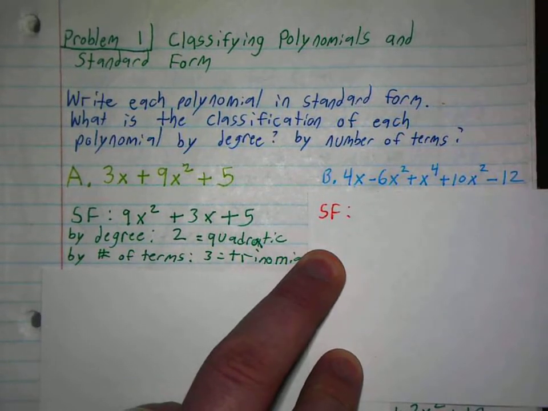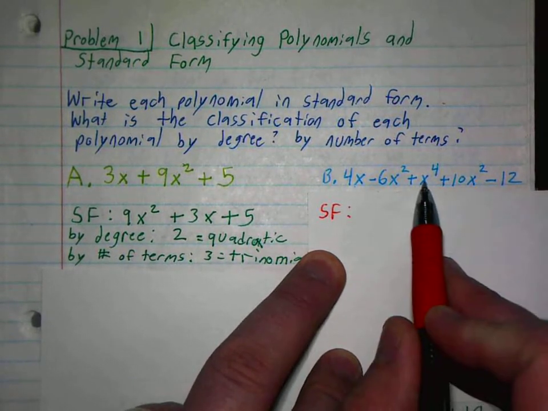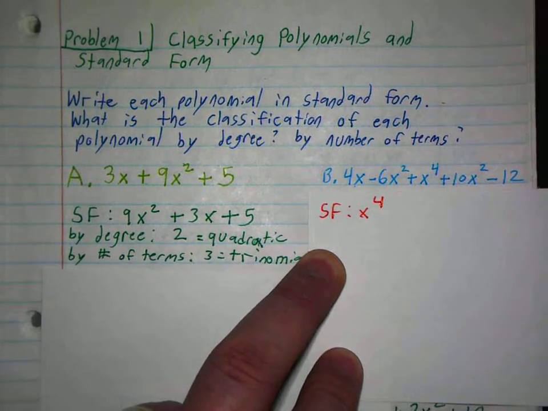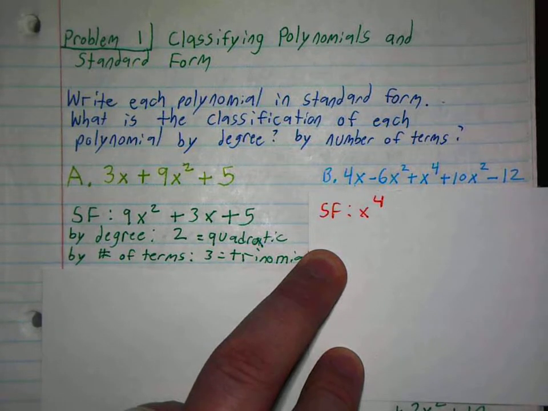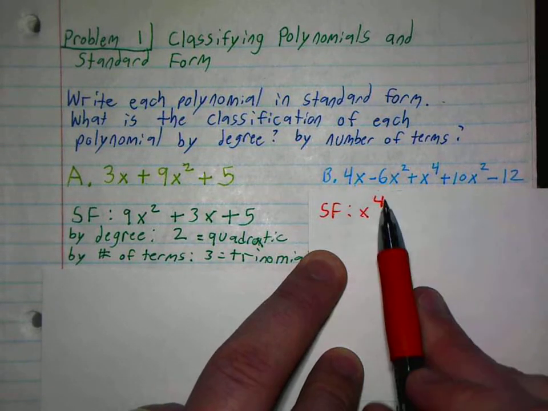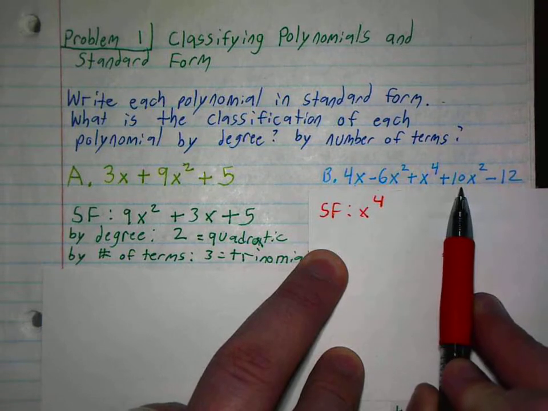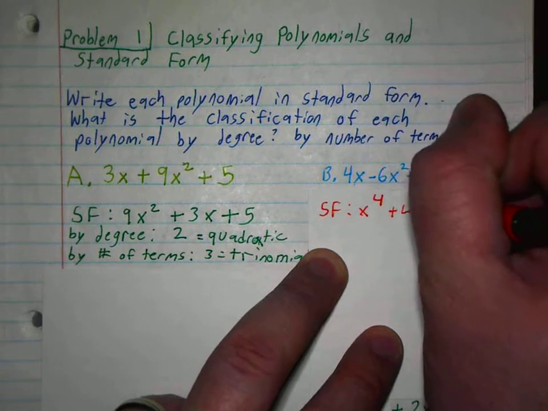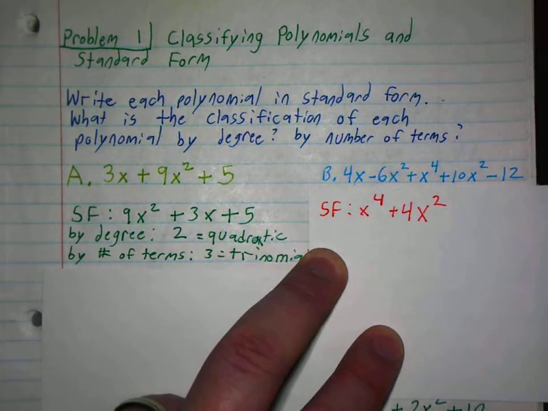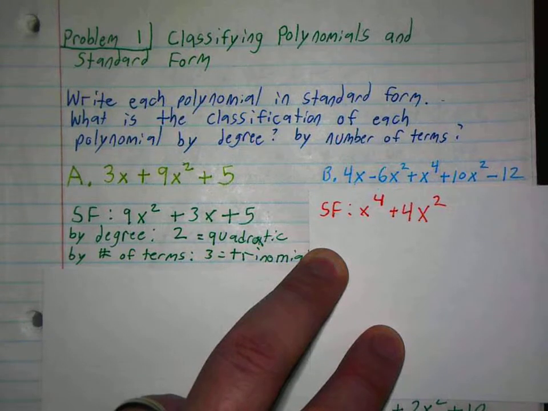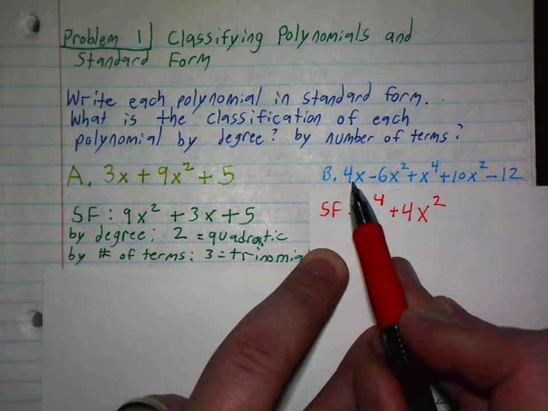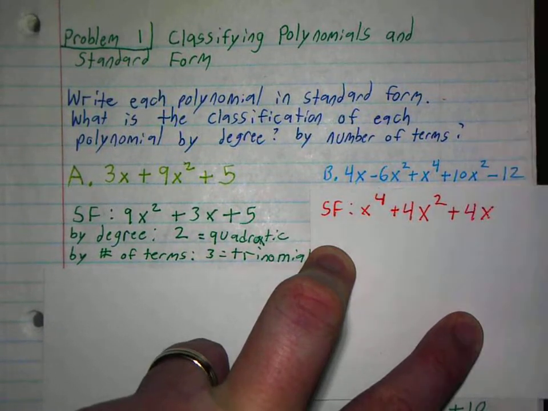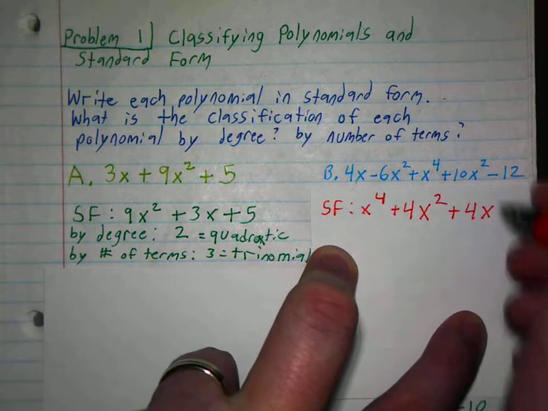Well, let's put it in standard form first. So that would be plus x to the 4th. Now, are there any to the 3rd powers? Second? Looks like negative 6x squared and 10x squared, which would make 4x squared. And then anything to the 1st power? 4x, it's a plus 4x. And then my constant, there's only one of them, minus 12, right?